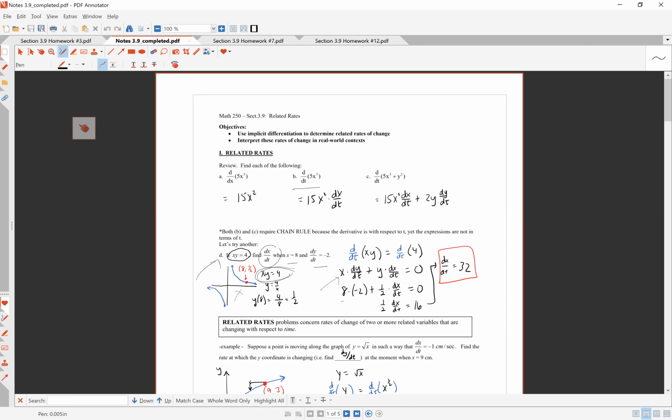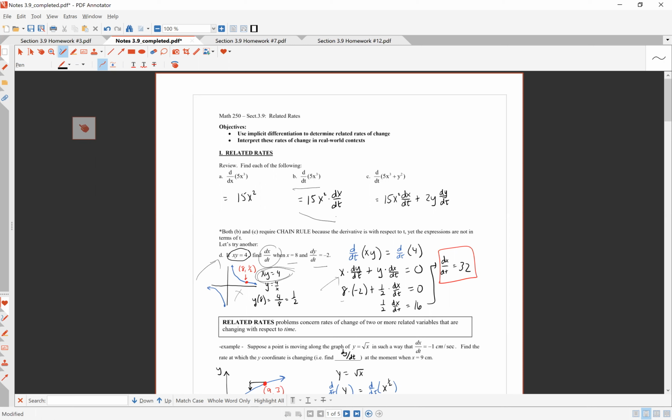So let's say you have the expression 5x cubed, and you take the derivative with respect to time. We know the derivative of 5x cubed is 15x squared, but x is a function of t, so we apply the chain rule. We multiply it by dx/dt. That's what we have right there in part B.